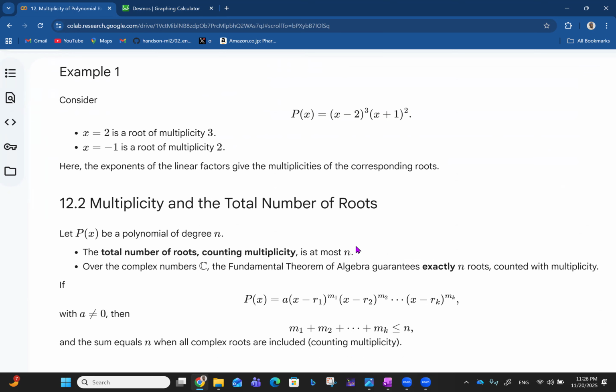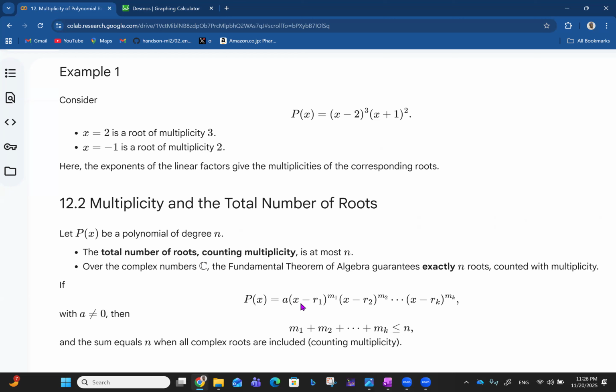So for a linear polynomial, you get one result. For a quadratic polynomial, because the power is 2, you get two solutions, two roots. For a cubic polynomial, because the degree is 3, you get 3 roots. For a quartic, you get 4, quintic, you get 5, and so on and so forth. So for a polynomial of degree 10, you get 10 solutions, 10 roots. So over the complex numbers C, the fundamental theorem of algebra guarantees exactly n roots counted with multiplicity.